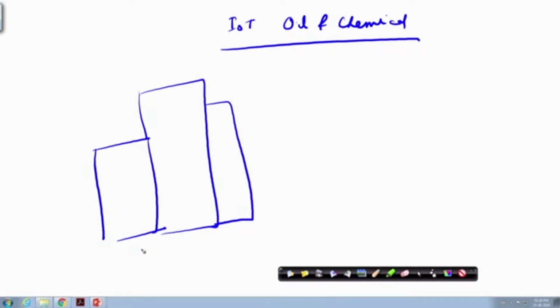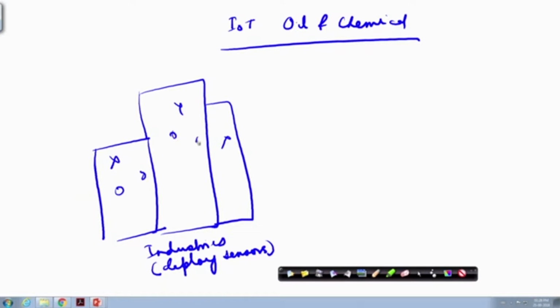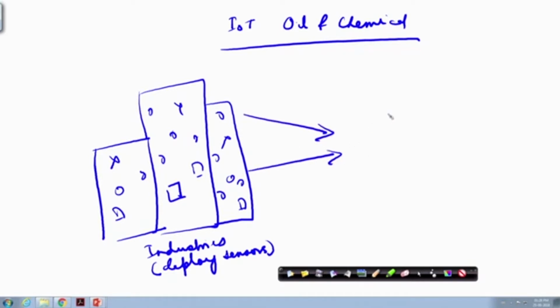These are, let us say, the industries that would deploy different sensors in these different parts of these industries, in the different industrial floor, the fields, the field equipment and so on. So, all of these different sensors are going to be deployed.